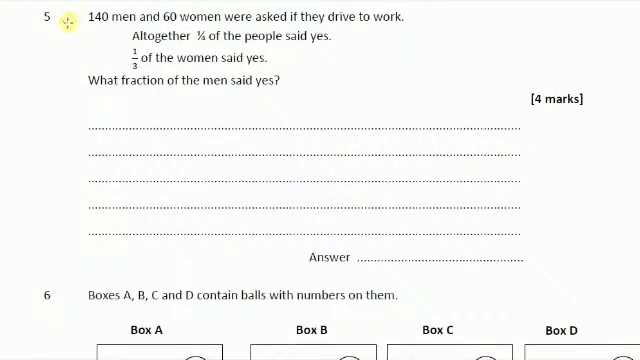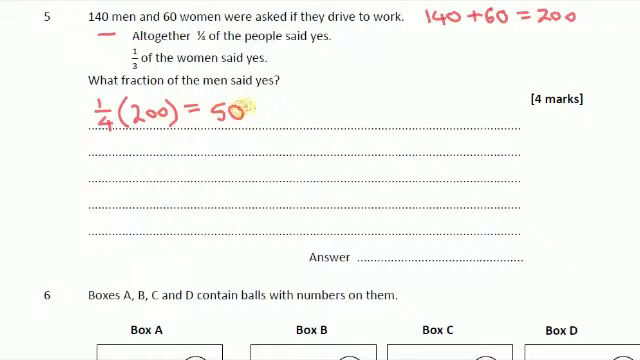Question 5. 140 men and 60 women were asked if they drive to work. Altogether, a quarter of the people said yes, a third of the women said yes. What fraction of the men said yes? So how many people were there altogether? It's going to be a quarter of, now we've got 140 men and 60 women. So we have to add those two together to get the total number of people, 200. So a quarter of 200 is going to be 50. So 50 people said yes.